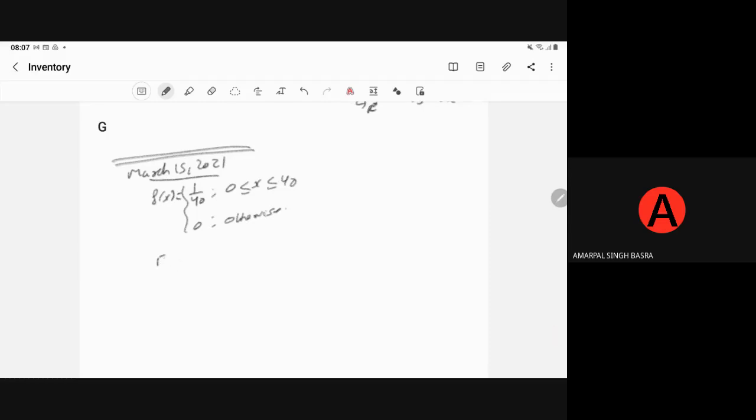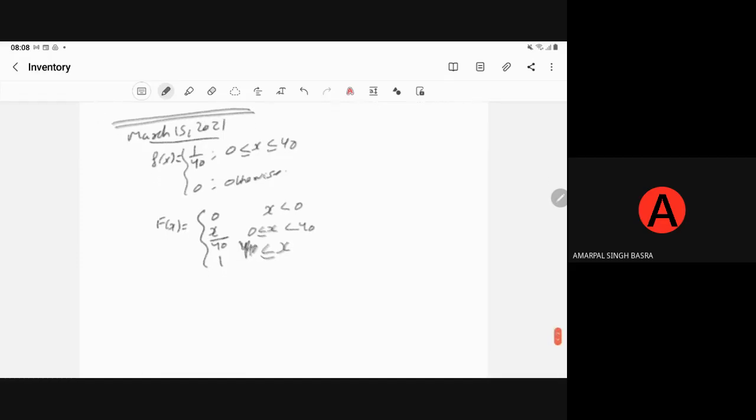For the uniform distribution, you know what the CDF is? CDF is 0 if x is less than 0. It is (x minus 0) upon 40, so it is x upon 40, if x is from 0 to 40, and it is 1 when x is greater than or equal to 40.